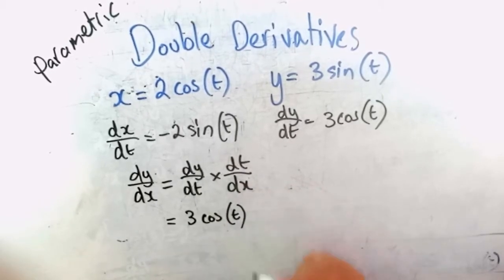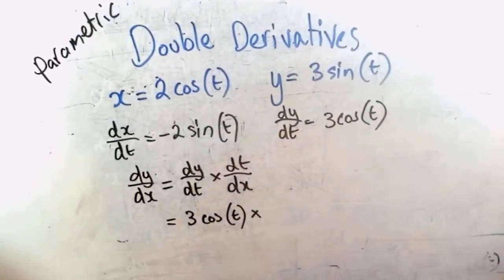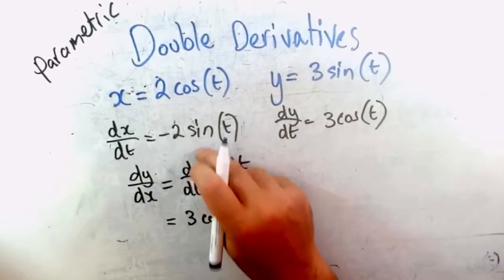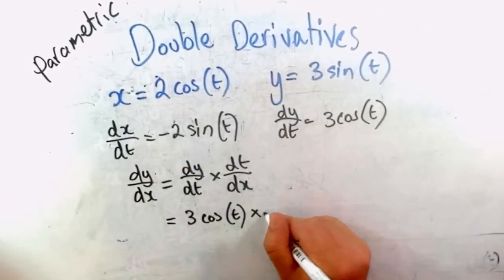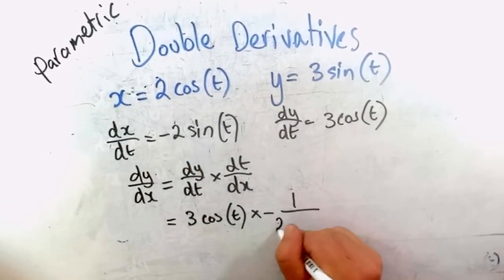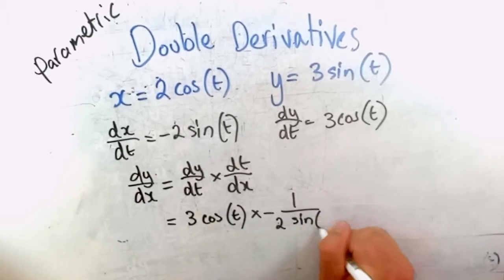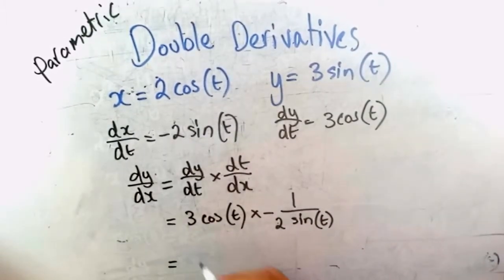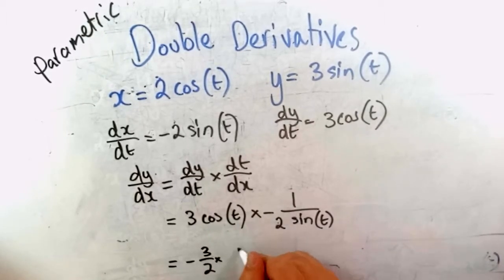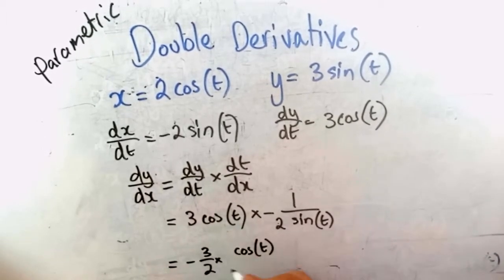3 cos of that multiplied by the reciprocal of this one. So I've got negative 1 on 2 sine of t. So that's negative 3 on 2 times cos of t on sine of t, which you could also write as cot of t, couldn't you? So negative 3 on 2 cot of t.